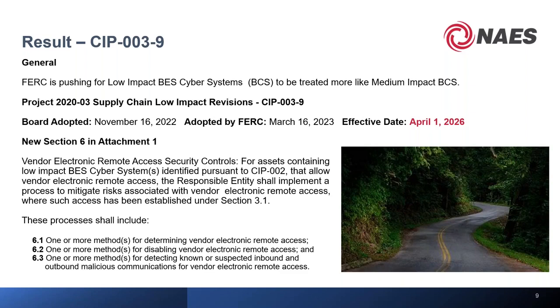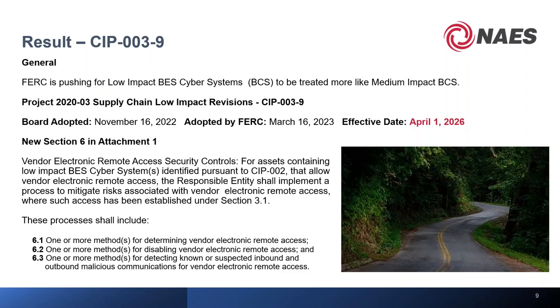We're getting caught up with a little bit more of our medium and high impact counterparts through CIP-003-9. So effectively, the new standard, which is a new Section 6 or Attachment 1, which requires vendor electronic remote access security controls, becomes measurable on April 1st of 2026. FERC made the adoption last month. So first day after the first calendar quarter with a 36-month implementation plan. So there's a little bit of time, but we don't want people to think, oh, I've got a full 3 years, so I don't need to think about it.